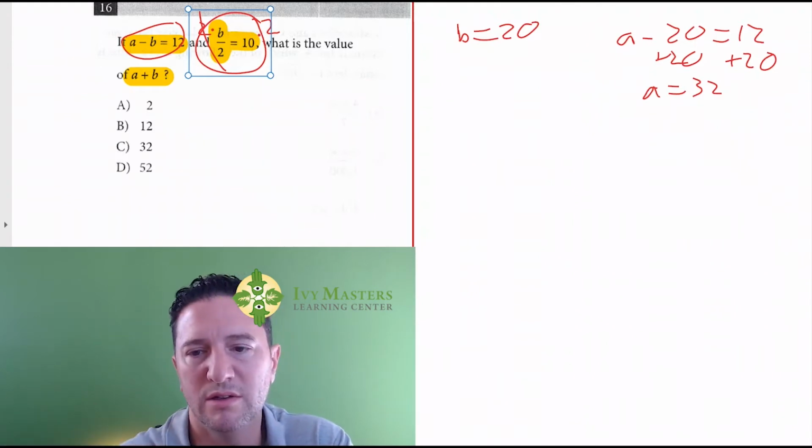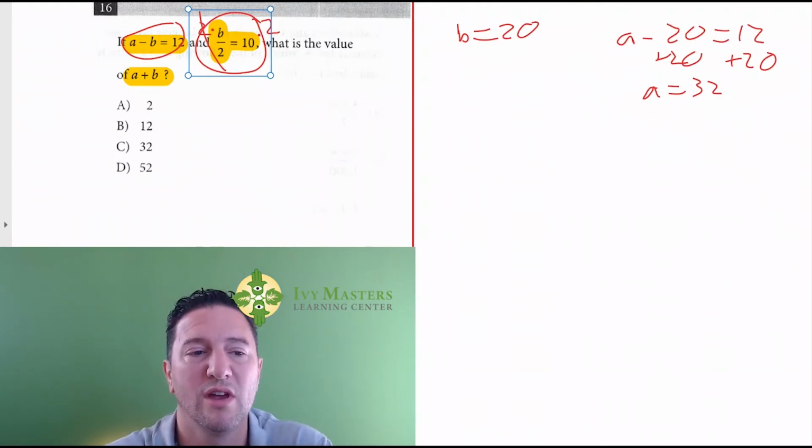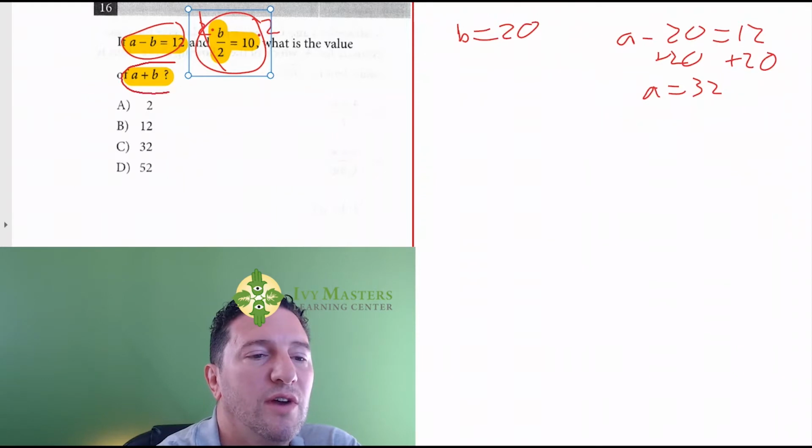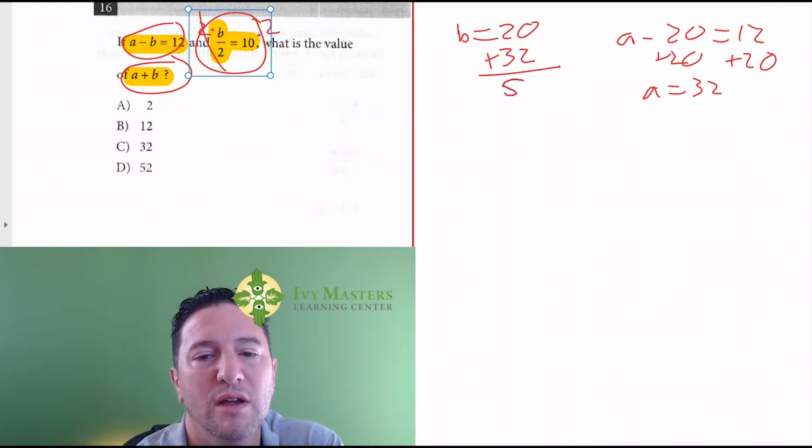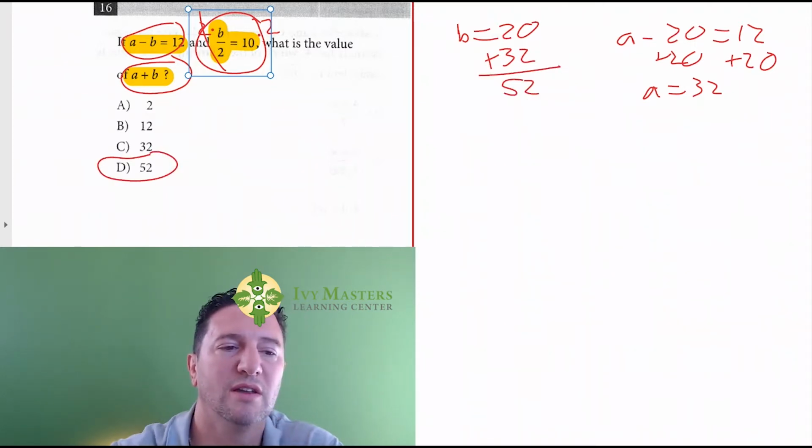Now, notice 32 is an answer choice. The question is not what is the value of a, it's what's the value of a plus b. So you've got to add 20 and 32, and you get 52, which is your correct answer, D.